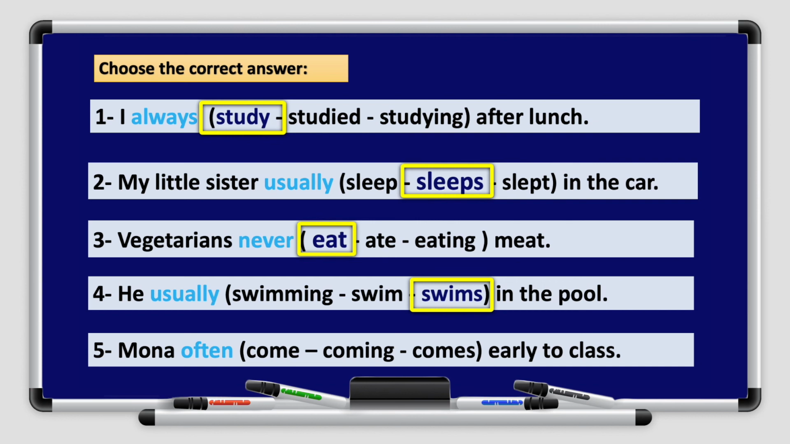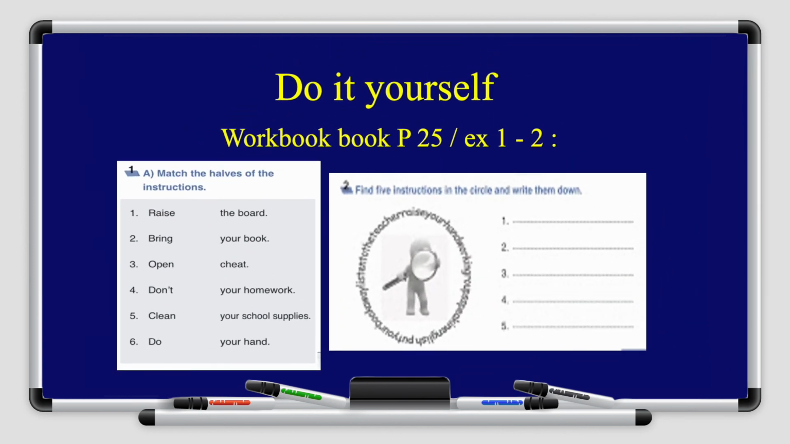The last one, Muna often comes early to the class. What do you think? Which one is the correct answer? Good job. Muna often comes early to the class. Why do we choose comes? Because the subject is Muna. And now it's your turn to do it by yourself. Open your workbook, page 25. You have exercise 1 and 2. You will write some instructions from the circle.